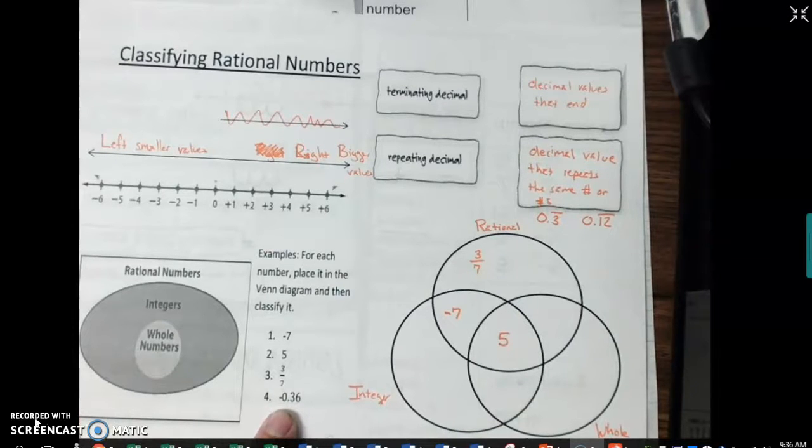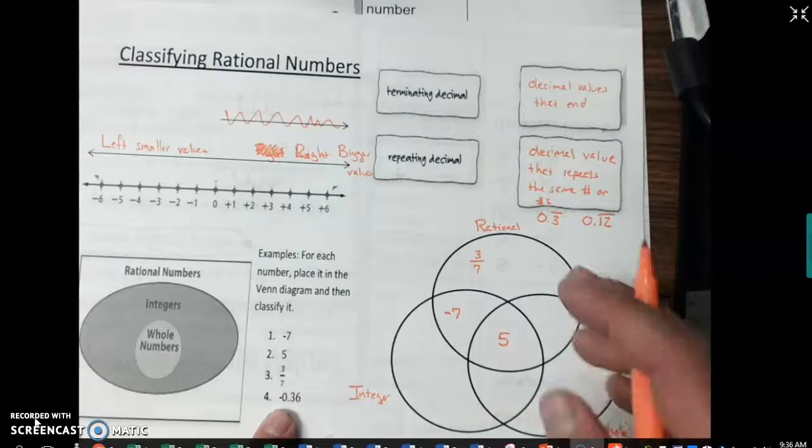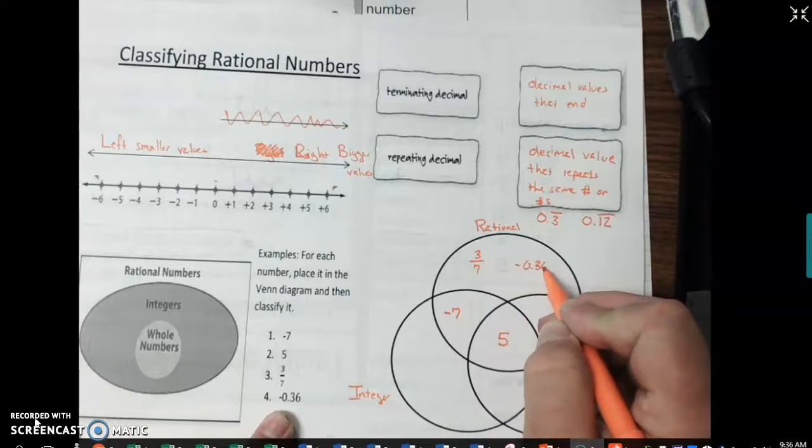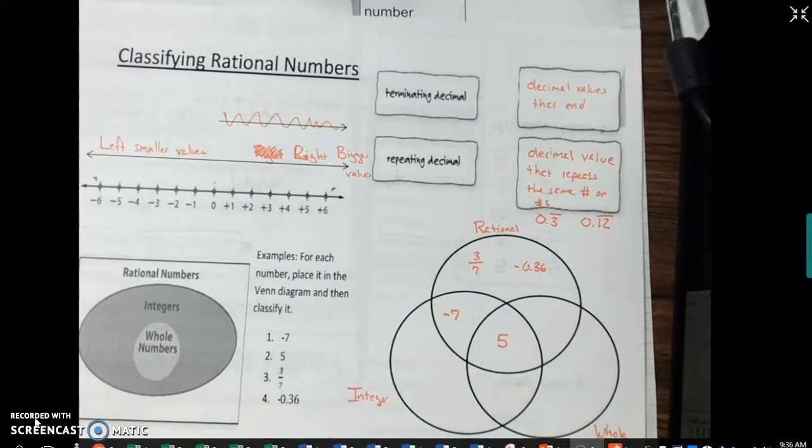Negative 36/100. Oh, I didn't trick any of you. Good job. Who can tell me why that's not an integer? Sophie. It does have an opposite, but Grace. Its opposite is not a whole number. Very good.